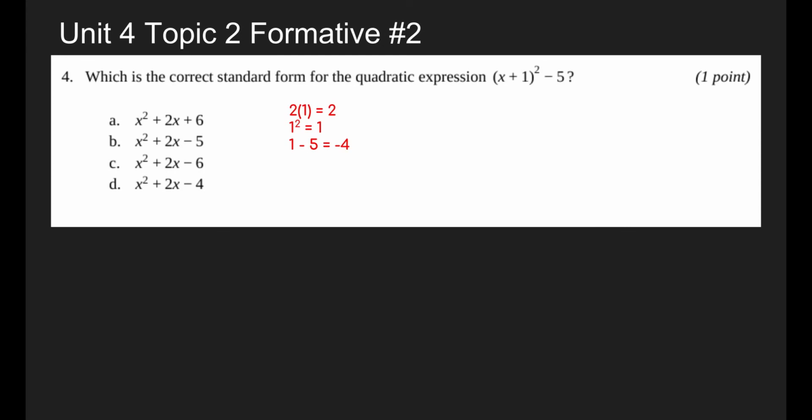1 minus 5 is negative 4. The answer is D. Now, a student who knows a lot of procedures is going to try a couple of things. They may actually do algebraic manipulation on this item. That's probably going to take about 2 minutes, maybe 3 minutes.